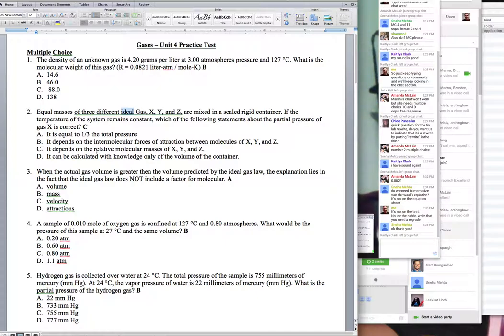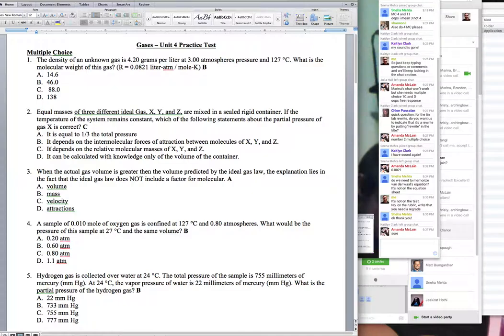C, it depends on the relative molecular masses. And that is the truth because, again, we're talking about masses, so we need to know the number of moles of X, Y, and Z if we want to know the partial pressure of X. So C is definitely true. And then D, it can be calculated with knowledge only of the volume of the container. Obviously not true, because you don't know how many moles you have of X, Y, and Z, so the volume of the container does you no good. So that's why it's C. Does that make sense, Amanda? Yeah? Okay.